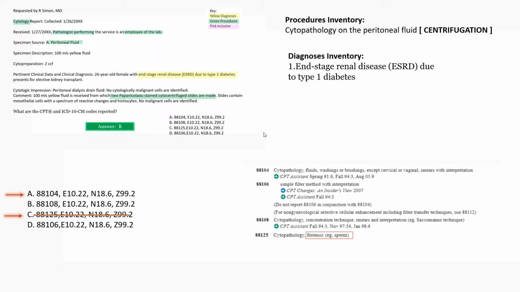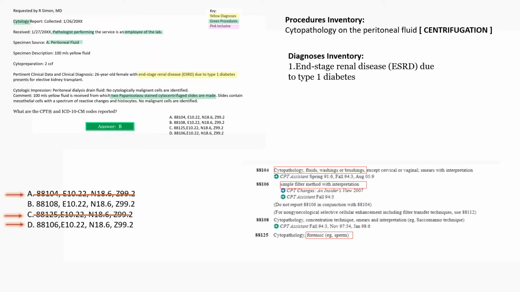That will be 88104, which is coding for cytopathology of fluids, obtained by a washing or brushing technique. We didn't have any washing or brushing performed in the scenario. With 88104, the analyst prepares a smear of the cytopathology fluids, washing or brushing. As I said, there was no washing or brushing performed.